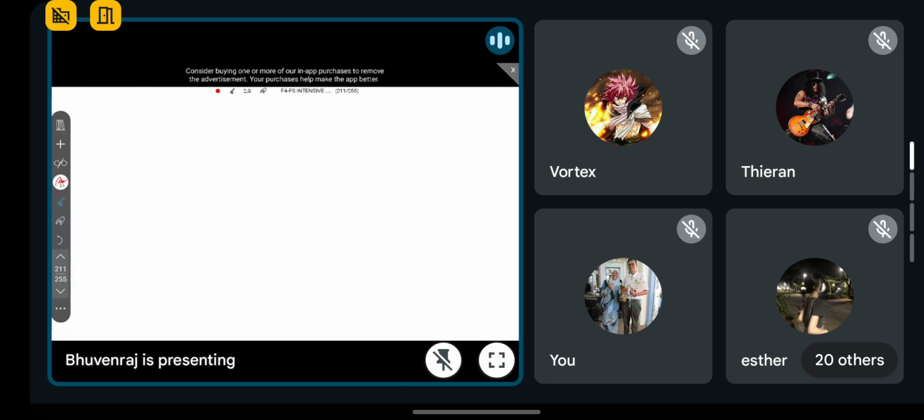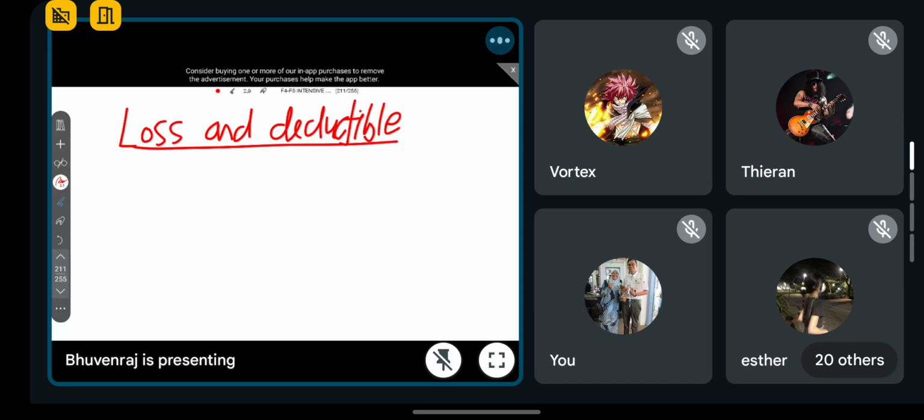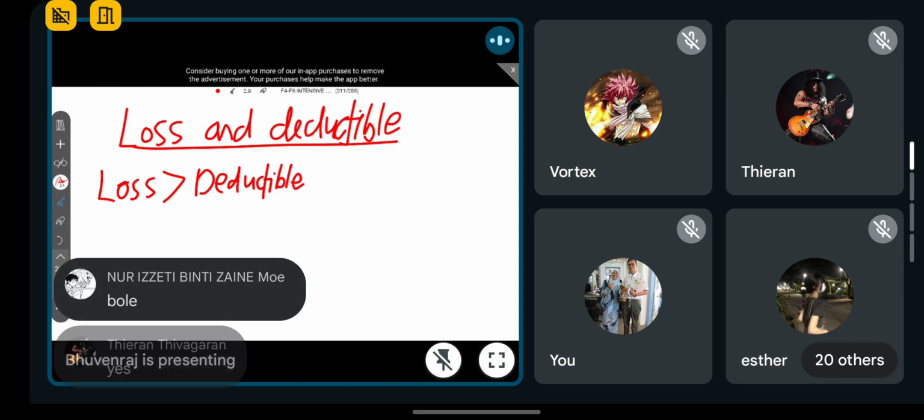Okay, so this one kita bincang pasal loss and deductible. Okay, rugi dan juga deductible. Yang ni pun kamu kena tahu sebab suka tanya dalam soalan structure. Okay, they like to ask in structure question, this one. So first thing I want to ask, if loss greater than deductible, kalau rugi tu lebih besar dari deductible, boleh tak kamu claim? Can you all make a claim?